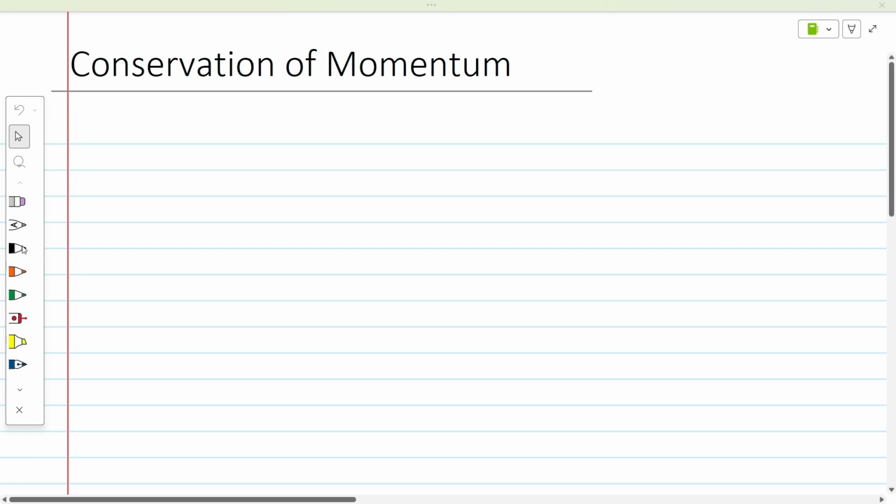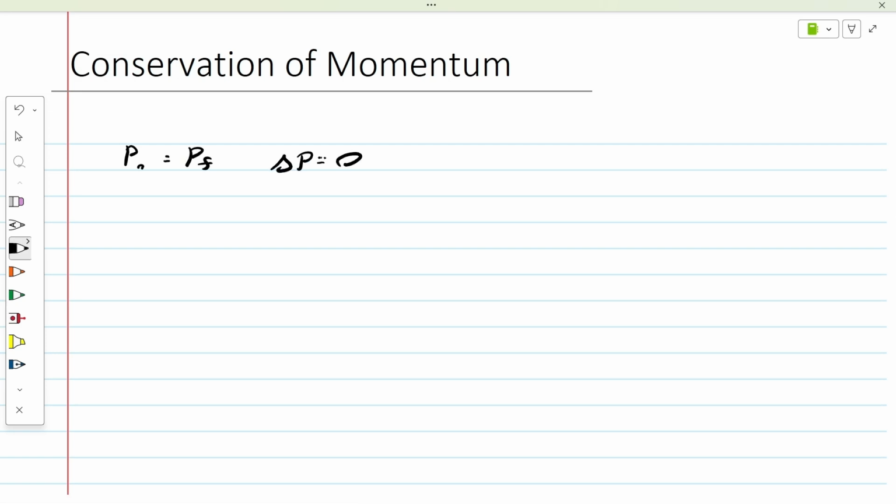So conservation of momentum basically means the momentum's not changing in the system. So our momentum initial equals our momentum final. Or you might see the change in momentum equal to 0. And that's the total momentum of the system. So if we have multiple objects in the system, then their net momentum is going to be different.